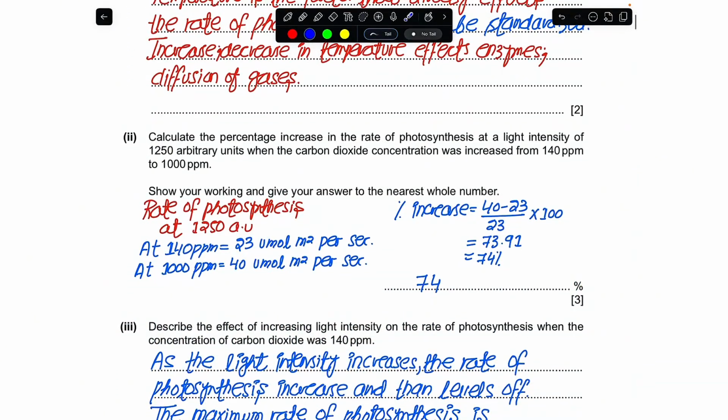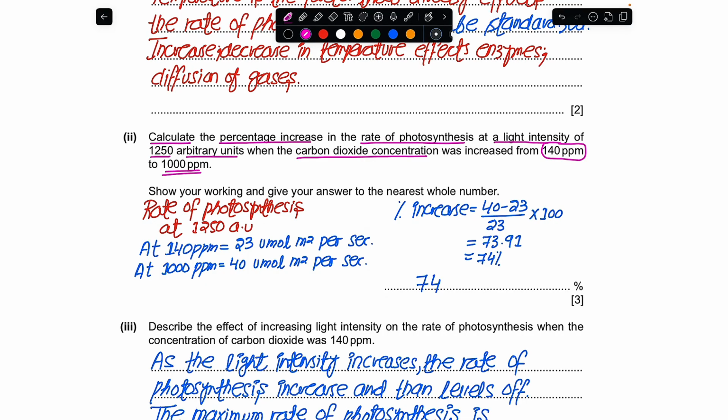Now here comes the second part, the mathematical calculation. For a total of 3 marks, what he is asking is that you are required to calculate the percentage increase in the rate of photosynthesis at a light intensity of 1250 arbitrary units when the carbon dioxide concentration was increased from the lower 140 parts per million to 1000 parts per million.